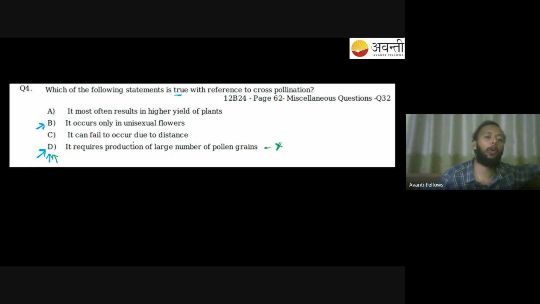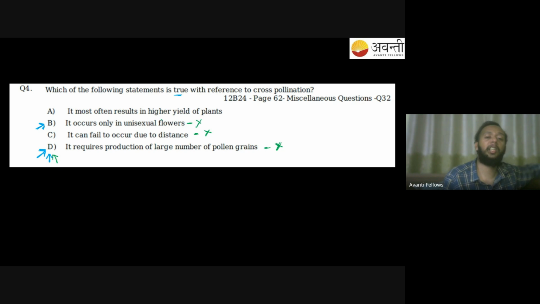It can fail to occur due to distance. That is also not going to be true, right? It occurs only in unisexual flowers. ये भी बात सही नहीं है, because bisexual flower can also show cross pollination. So that is also going to be seen happening over. Heterogamy में वही तो होता है. You have a bisexual flower and you will find that the cross pollination can be seen happening over there. ठीक है, तो यहाँ पे लिखा है it occurs only in unisexual flower. That's also not going to be true over here.